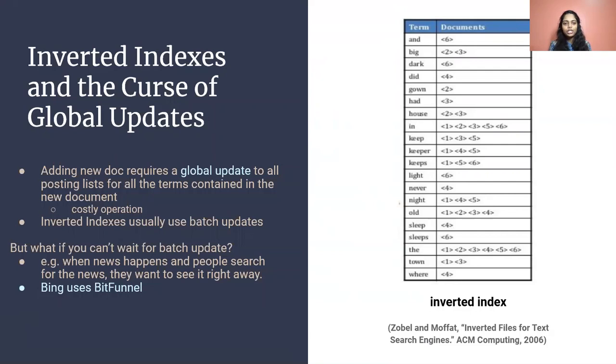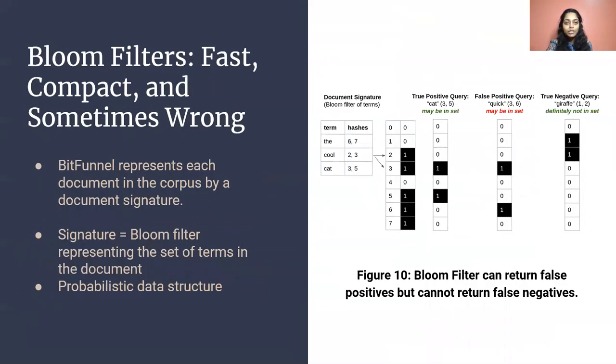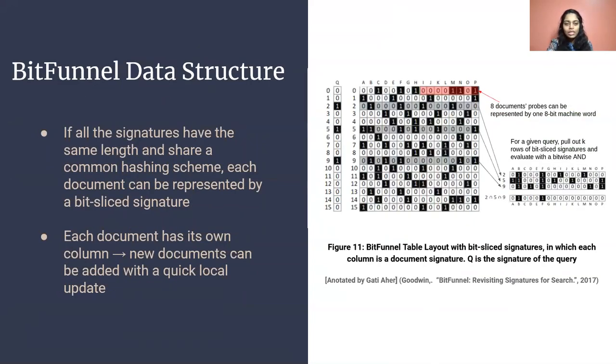The Bing search engine uses a compact data structure called BitFunnel to allow fast querying on documents that are waiting for the batch update. BitFunnel uses Bloom filters as a compact way to represent the terms in a document. Bloom filters are a probabilistic data structure, so they can return false positives. The BitFunnel data structure is a bit slice table of Bloom filters. In this representation, each document has its own column. This allows new documents to be added with a quick local update.